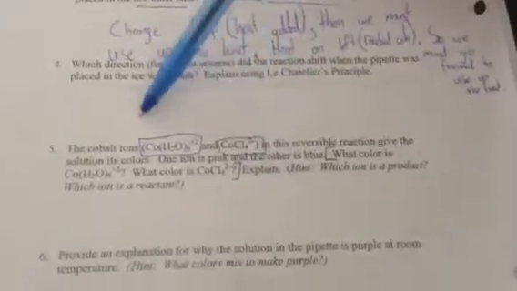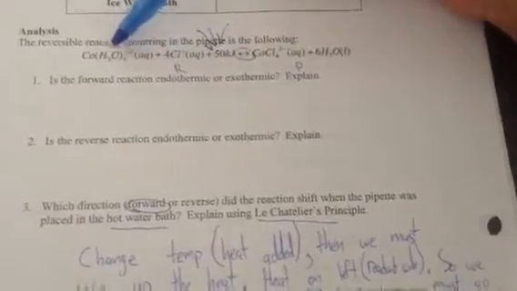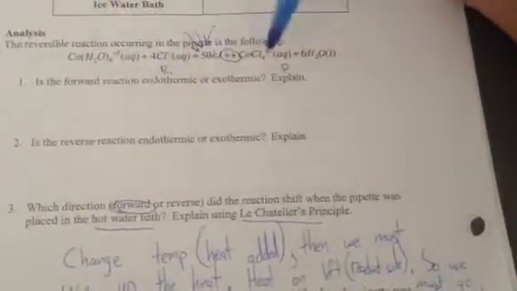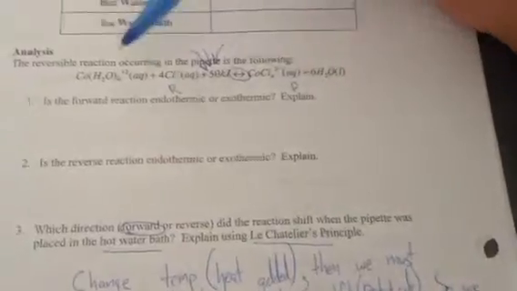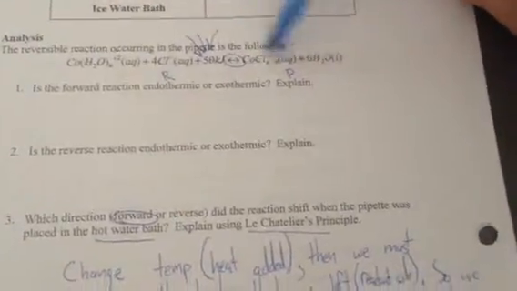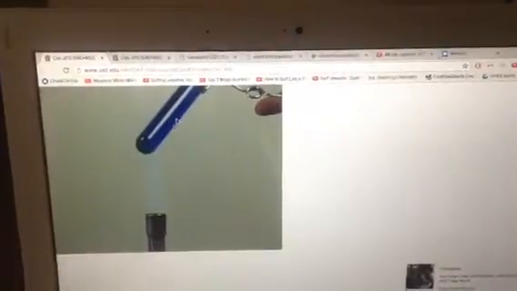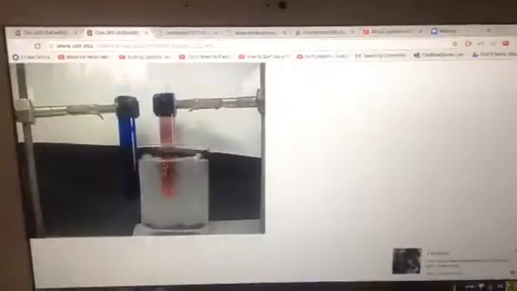Okay, so it's asking about these two guys right here. Cobalt hexahydrate and cobalt tetrachloride. You don't need to know the names, but we're looking at these two. If you remember, when we heated up the reaction, it turned blue, and when I froze it and put it in the water, it turned pink. That's all you really need to know.